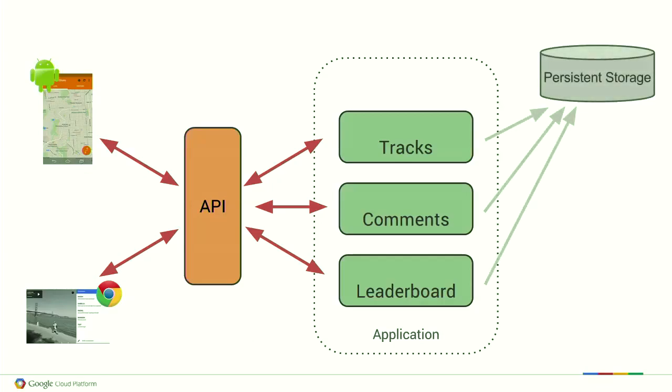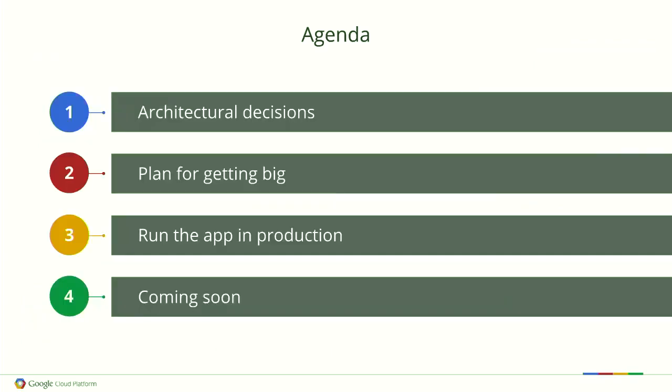In order to make this work, we need persistent storage. We need persistent storage for all three modules of the application, and we also need temporary storage, which we'll see later. So we're going to go into that architecture in detail.